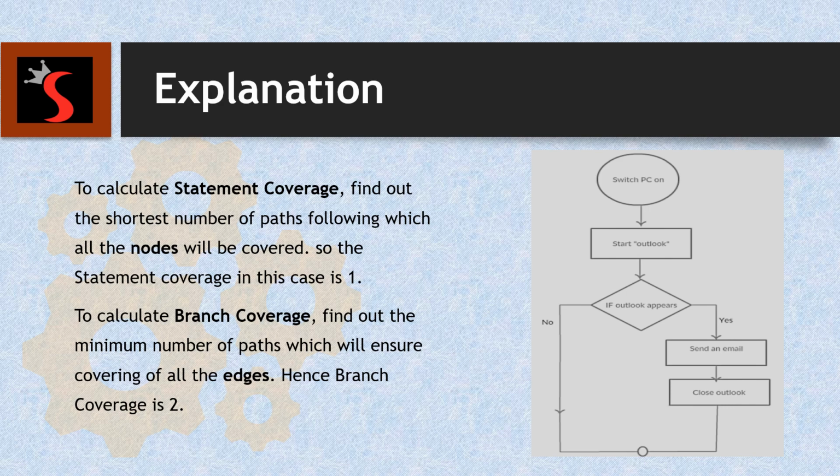That is, switch PC on, start Outlook. If Outlook appears, send an email, close Outlook. To calculate branch coverage, find out the minimum number of paths which will ensure covering all the edges. Hence branch coverage is 2. That is, switch PC on, start Outlook. If Outlook appears, that yes or no.